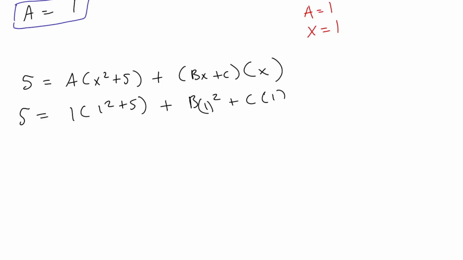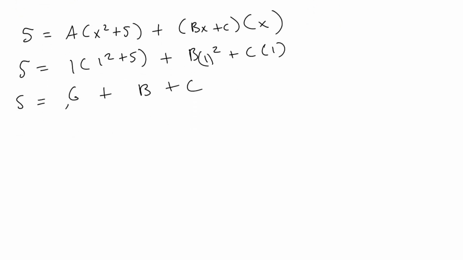Alright. So now we're going to get 5 is equal to, again, we're going to get a value of 6 here plus B plus C, correct? Now if I move the 6 to the other side, we're going to get negative 1 is equal to B plus C. Alright, so this is something else that's going to come in useful later on as we're solving this problem.